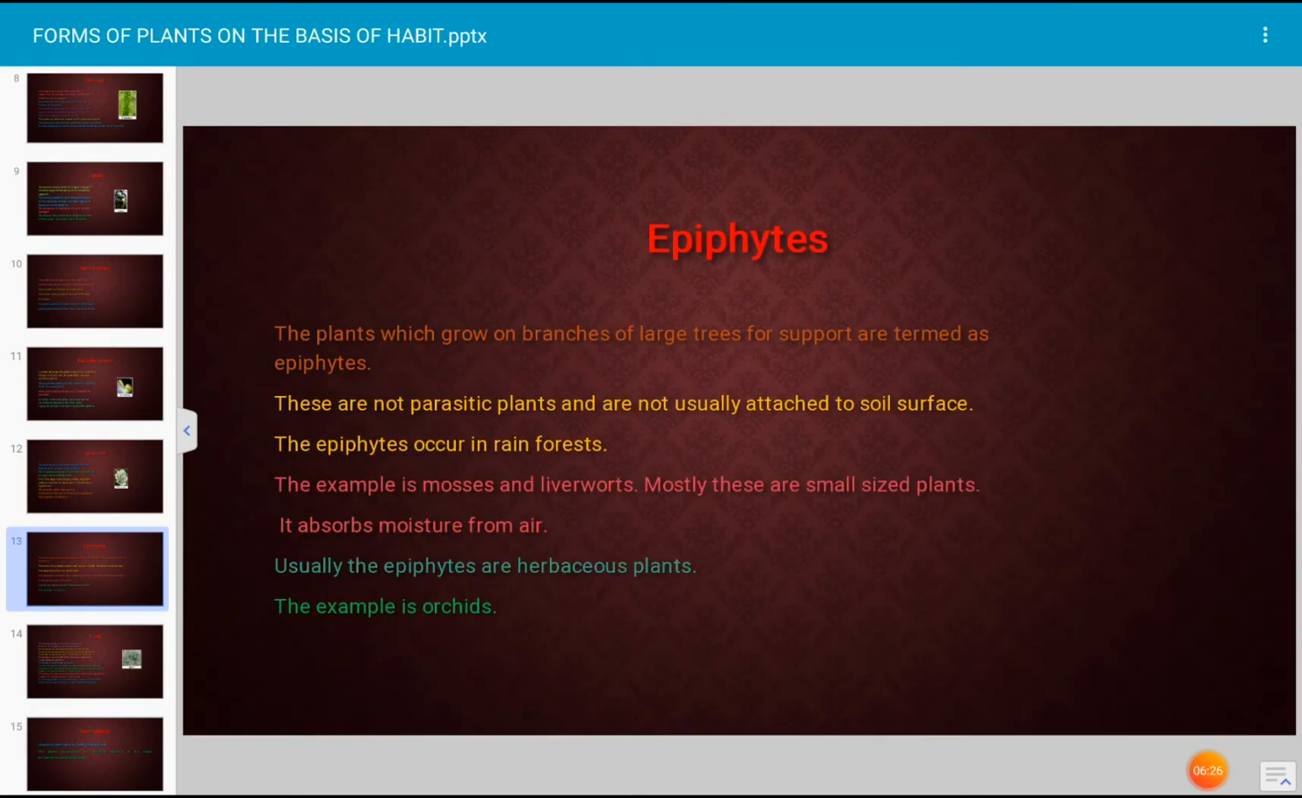Next, epiphytes. The plant which grows on the branches of large trees for support is termed as epiphytic plant. These are not parasitic plants, and these are not usually attached to the soil surface. The epiphytes occur in rainy forests, and the examples are mosses and liverworts. Mostly these are small sized plants, and they absorb moisture from air. Usually the epiphytes are herbaceous plants. The example is orchids.